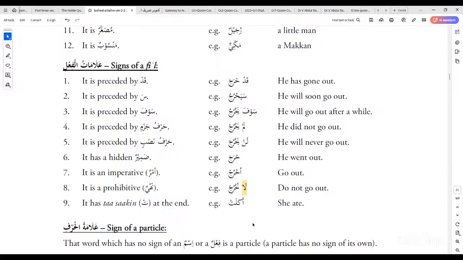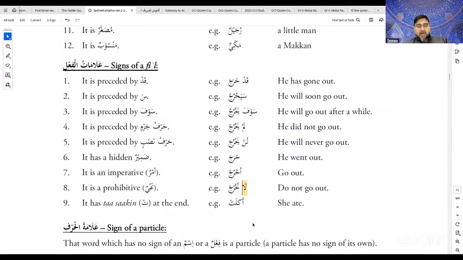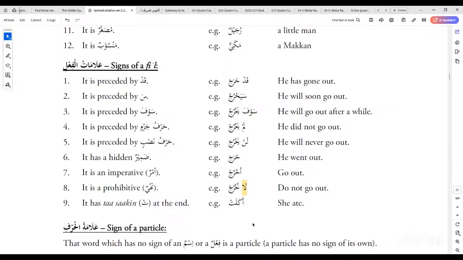Sorry, my internet just disconnected. Can you repeat the question? There's a ta which comes with the verbs, and there's a ta which comes with the nouns. What is the name of the ta which comes with the nouns itself? And what's the difference between the two?